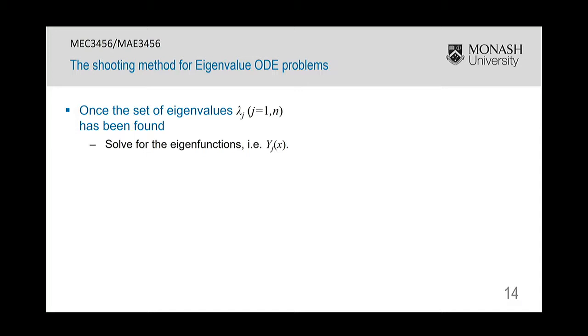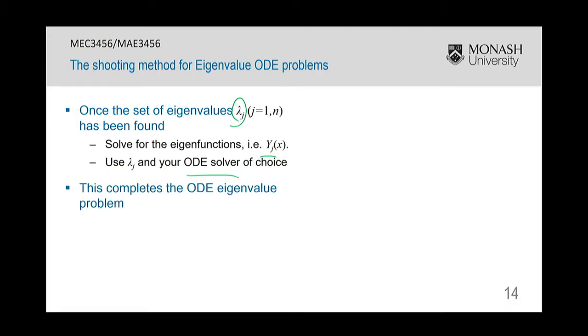Once we've found our set of eigenvalues, lambda j, and let's imagine we're only going to calculate n of them, we then need to solve our ODE for the eigenfunctions. So there will be a separate eigenfunction for each different eigenvalue. So the eigenfunctions we're going to call yj. And the way we do that, of course, is to just use the lambda j that we found and the ODE solver that we would like to use, ode45, or perhaps one that you've written yourself. This then completes the ODE eigenvalue problem.